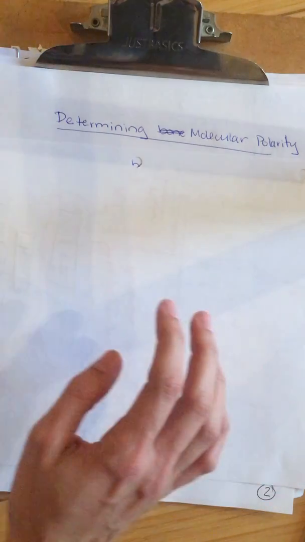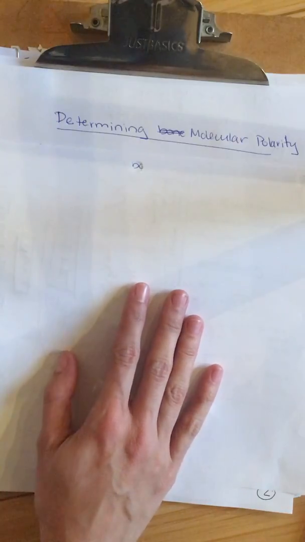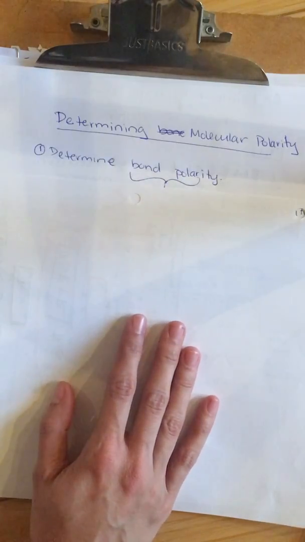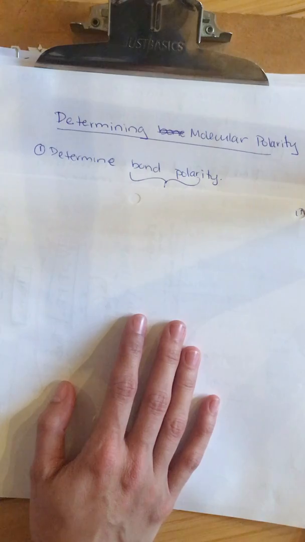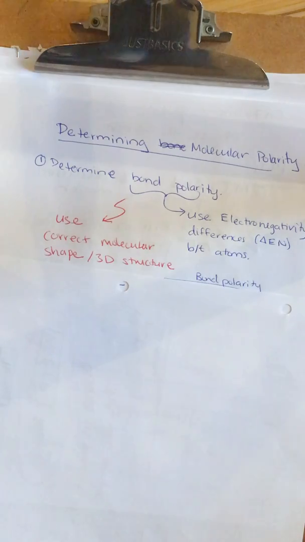Okay, to determine polarity of a whole molecule, you first need to determine the bond polarity. And to do that, you need to know the electronegativity differences between the atoms. The second thing you need to determine overall molecular polarity is to use the correct molecular shape and 3D structure.